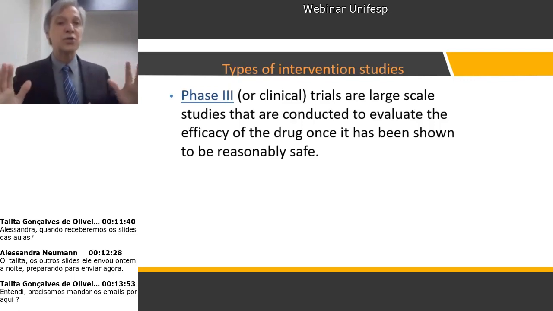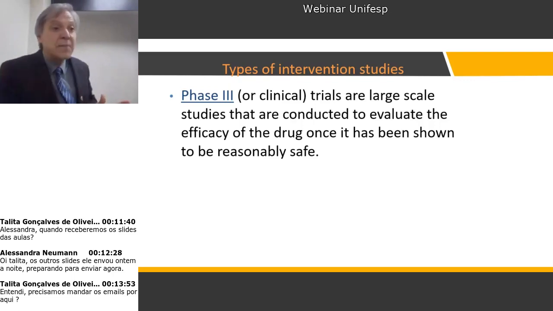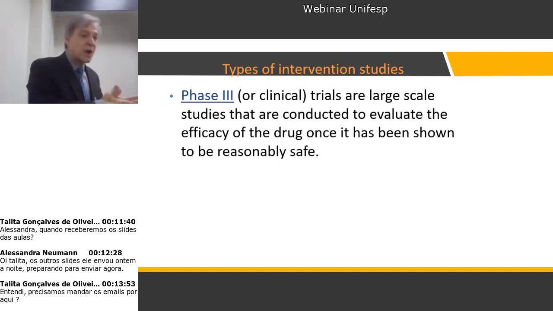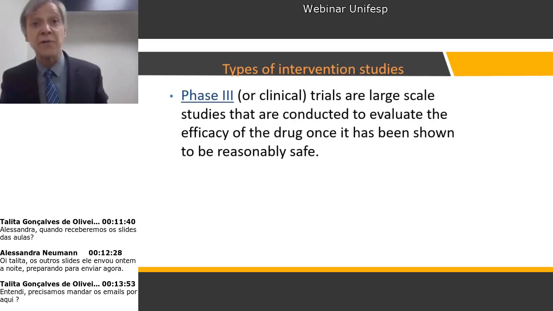Why? Because now I don't have a controlled environment. I don't have a controlled time. Because in a clinical trial, say my trial will go on for 6 months, for 1 year, or for 2 years. I have real life.